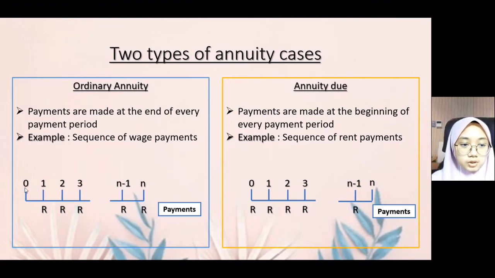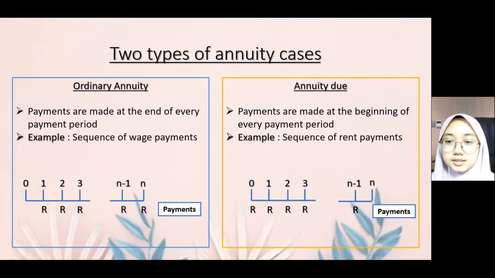The zero in the figure below represents the present, which is now. The R in the figure represents the payment. As we can see, the payment occurs at the end of every period of time. An example application of ordinary annuity is a sequence of wage payments. The employer usually pays wages to their employees when the work is already done in the period of time.